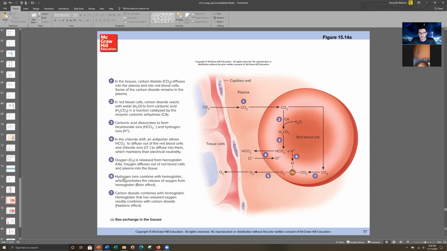Hydrogen ions then combine with hemoglobin, which promotes the release of oxygen from hemoglobin. This is what we call the Bohr effect. You'll also see this happen in the reverse, as gas exchange occurs within the lungs. Carbon dioxide combines with hemoglobin, and hemoglobin that has released oxygen will readily combine with carbon dioxide, and that's what we call the Haldane effect.